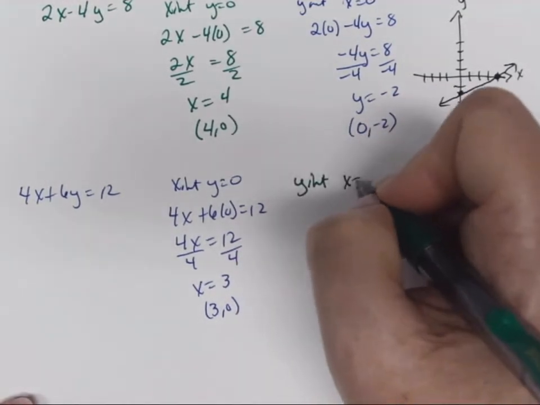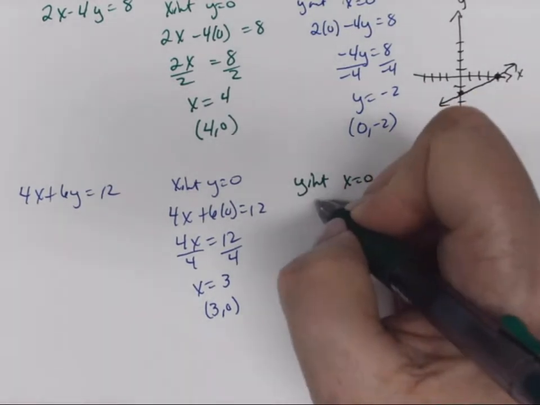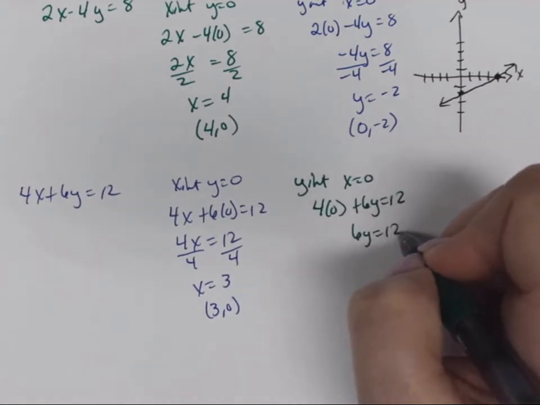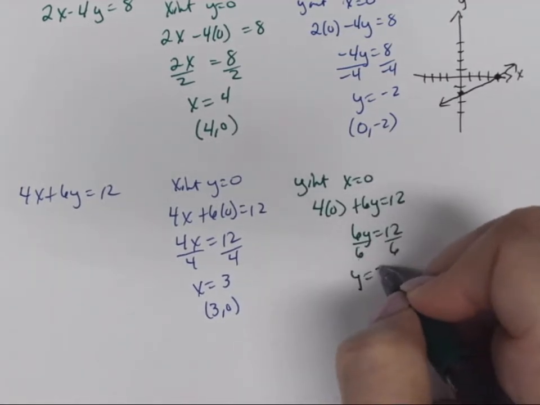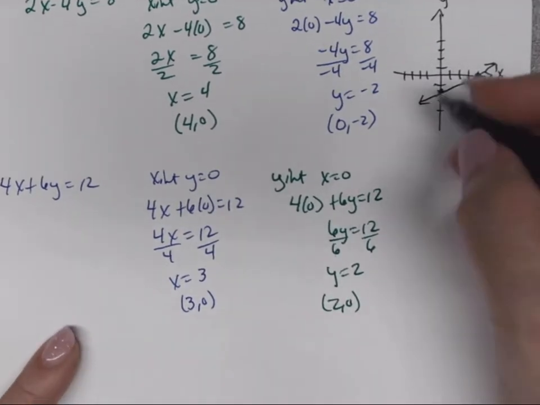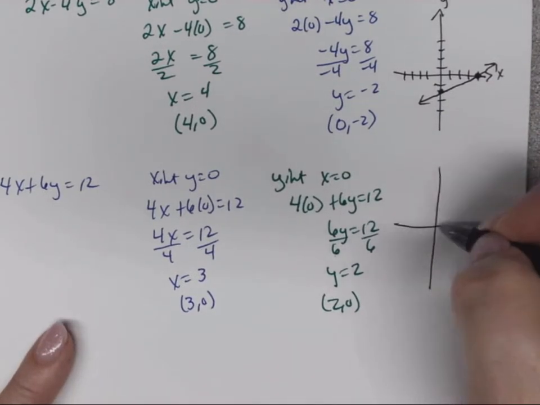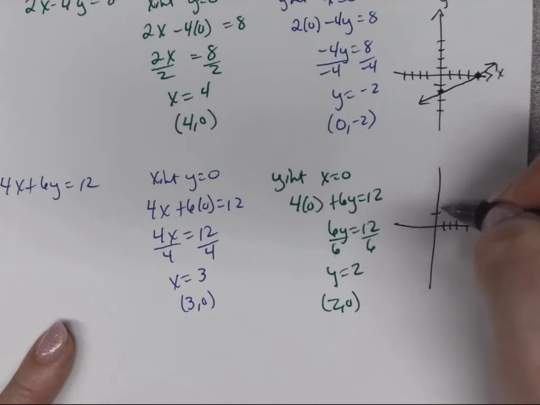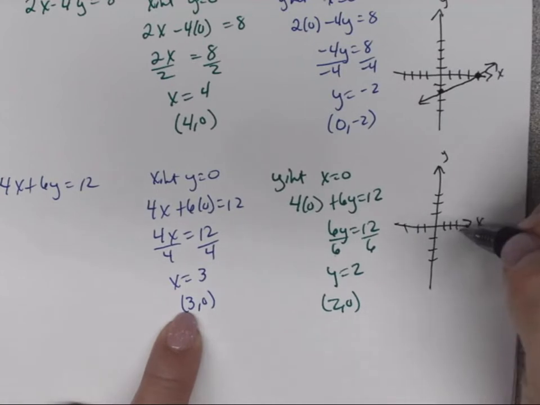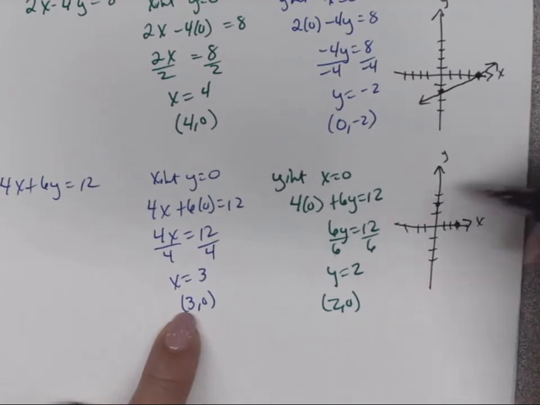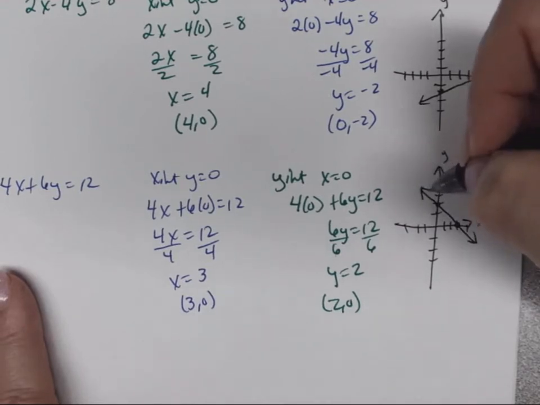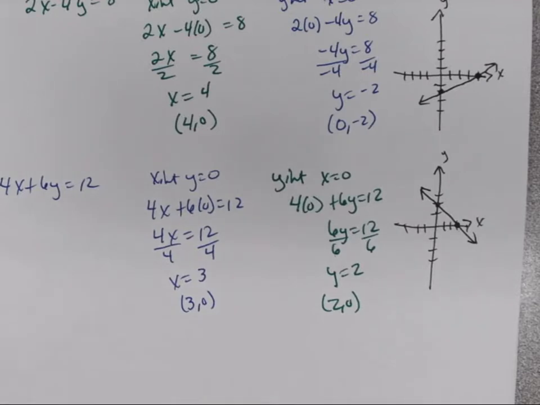So y-intercept, x will be equal to 0. So 4 times 0 plus 6y equals 12. 6y equals 12. Divide by 6. Y will be equal to 2. So 2, 0. And then let's graph it. We need up to 3. 1, 2, 3. 1, 2, 3. So 3 for this one and 2 for that one. And there we go. And that's all you got to do.